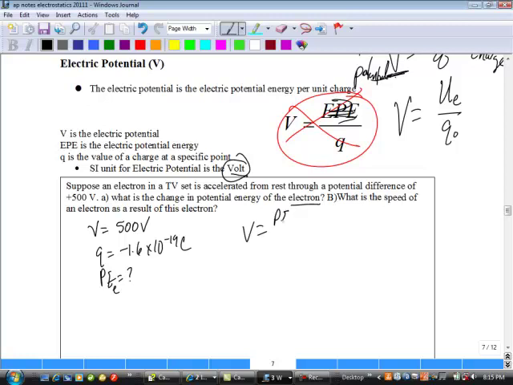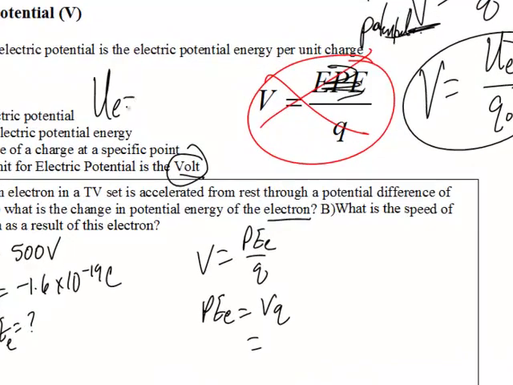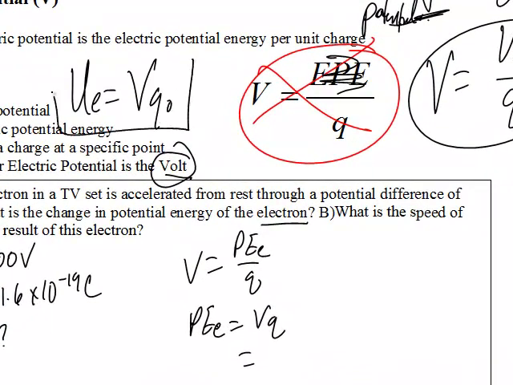V is going to equal the electric potential energy per unit charge. And so the potential energy here is equal to VQ. Again, you need to remember that equation because we'll end up using that a whole heck of a lot really shortly. But the electric potential energy is equal to VQ.